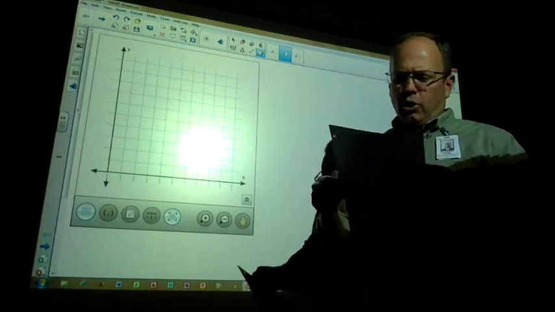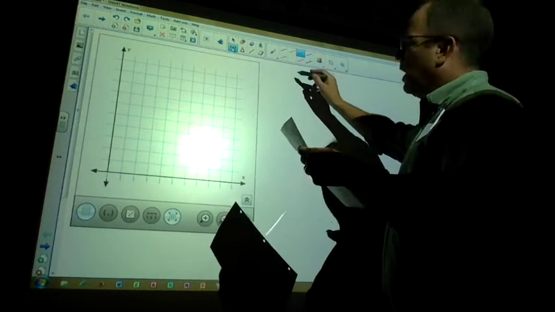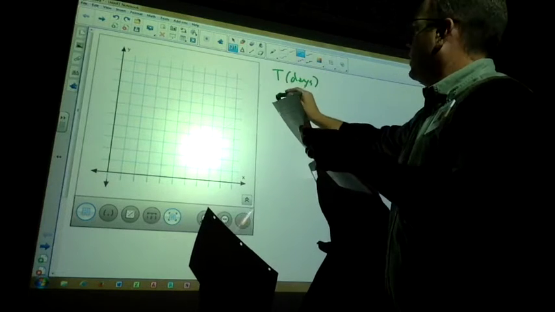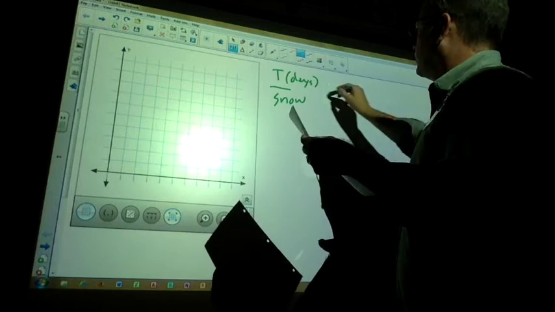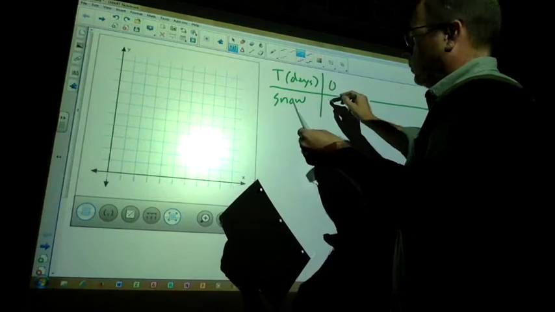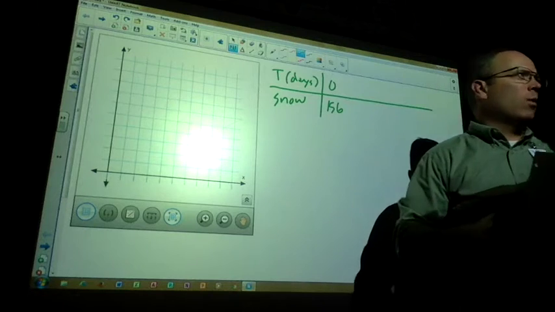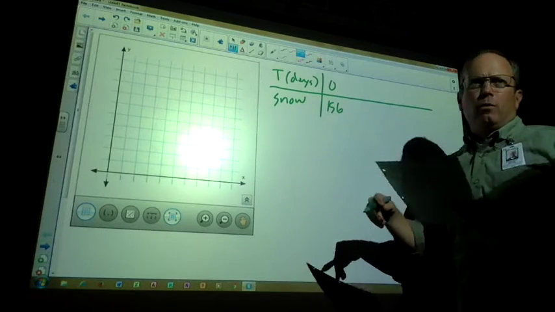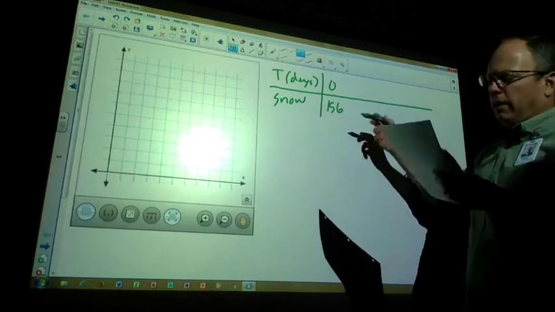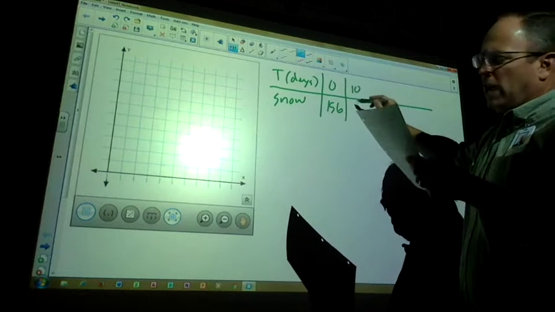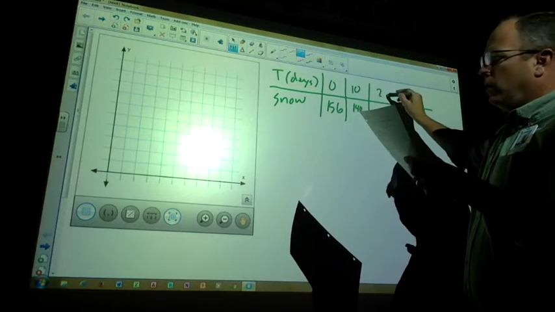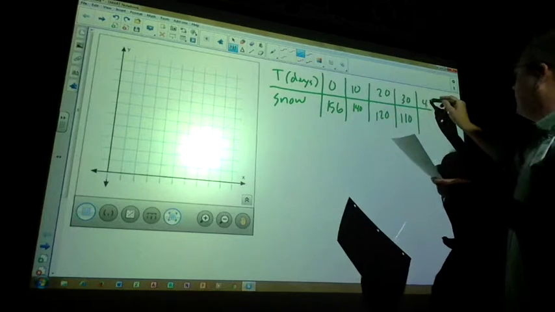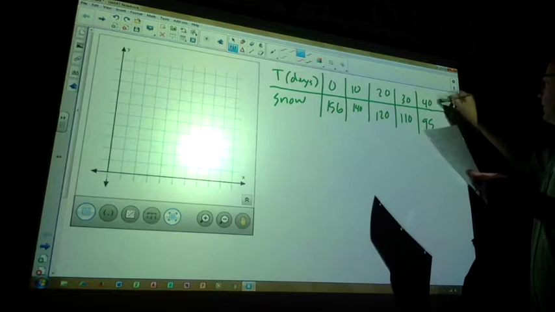So, this is snowpack. They gave us some data. We had time in days, and when we had snow. Okay, so (0, 156). That's deep snow when spring started. So it's starting at (0, 156), and then it goes (10, 140), (20, 120), (30, 110), (40, 95), and (50, 75).